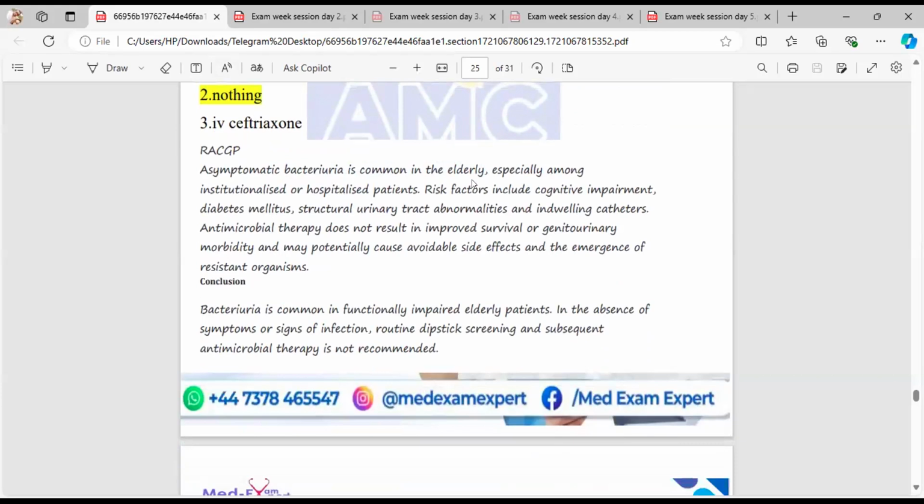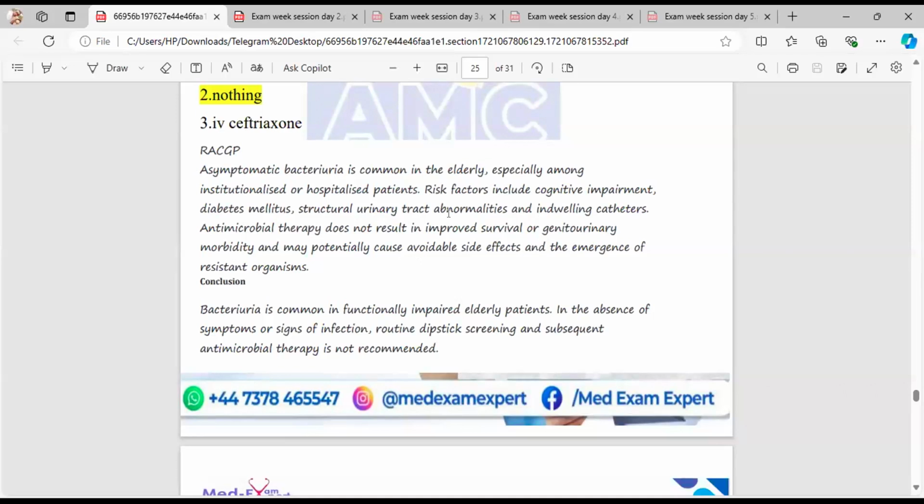Asymptomatic bacteriuria is common in the elderly, especially among institutionalized or hospitalized patients. The risk factors include cognitive impairment, diabetes mellitus, urinary tract abnormalities, and indwelling catheters. Antimicrobial therapy does not result in improved survival or genitourinary morbidity, and may potentially cause adverse side effects and the emergence of resistant organisms. So from this explanation, it is clearly 100% confirmed that we will not treat the elderly patient as well if the patient has no symptoms.